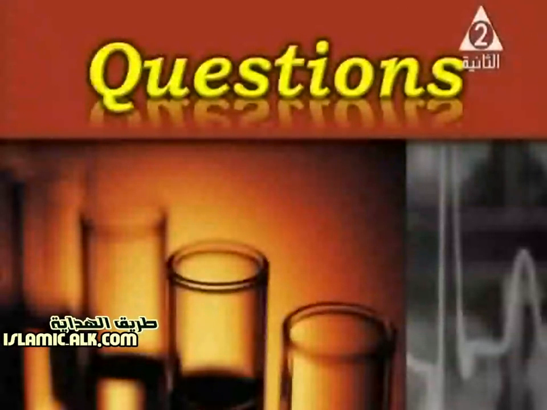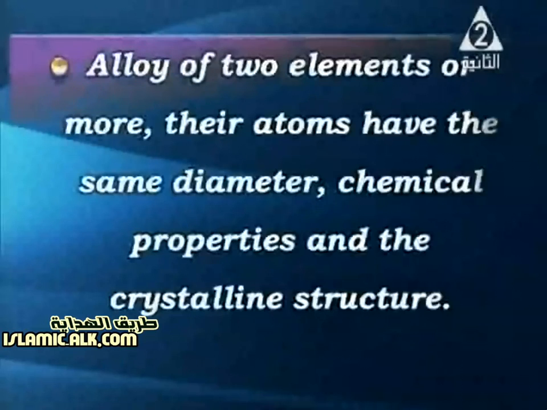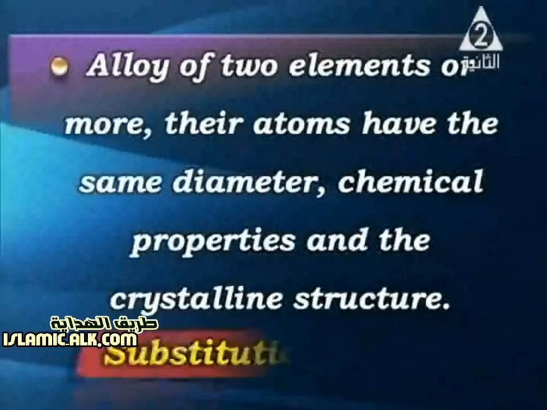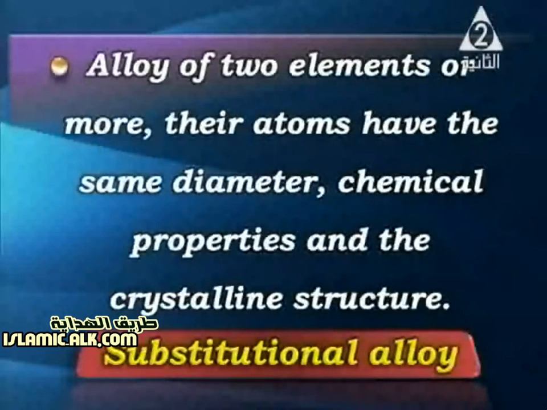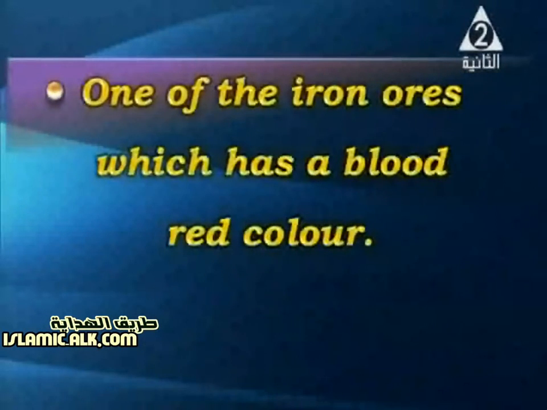Now, my dear students, we are going to discuss some questions on this part. The next type of question is a scientific term. Alloy of two elements or more, their atoms have the same diameter, chemical properties, and crystalline structure. If you think about it, yes, the answer will be substitutional alloy. Next point. One of the iron ores which has a blood red color. Yes, the answer is hematite.